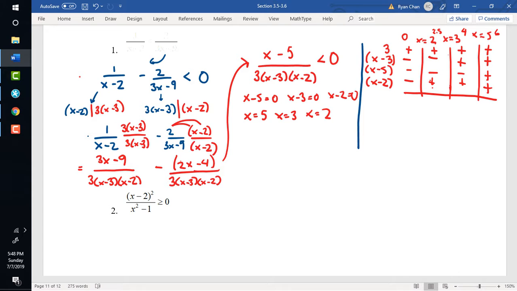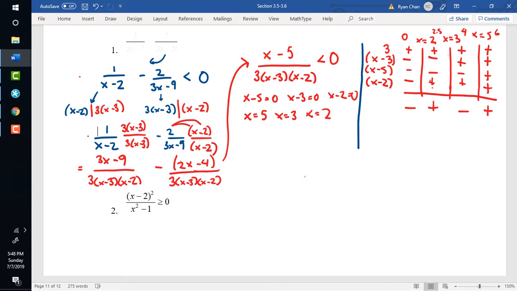So once we're done, remember what we're going to do is multiply all our signs. So the very last column, multiplying will be positive. My third column from the right will be negative. My second column will be positive. My first column will be negative. Okay.